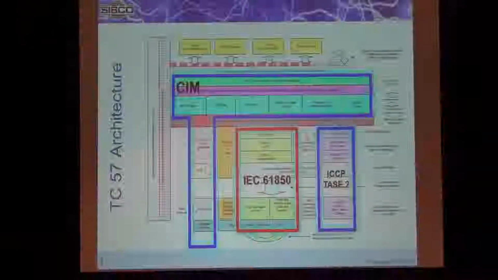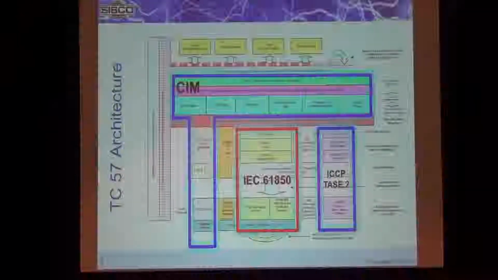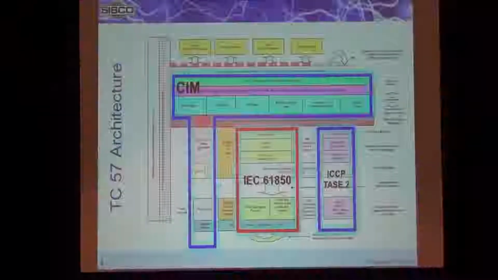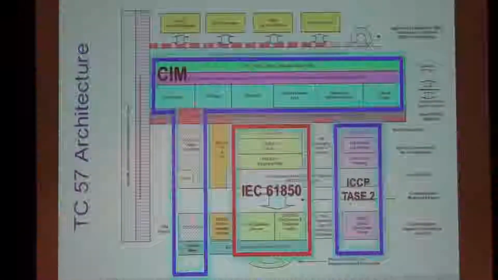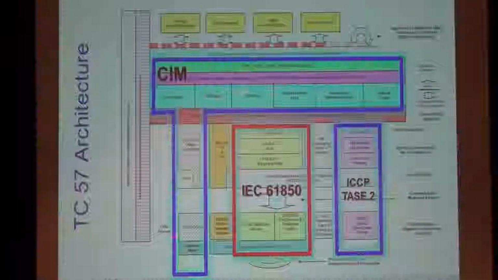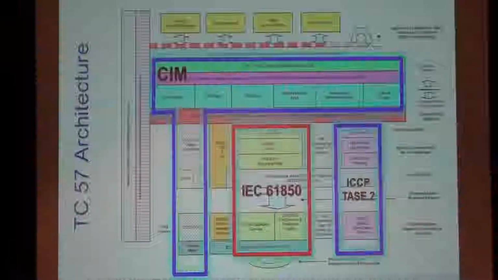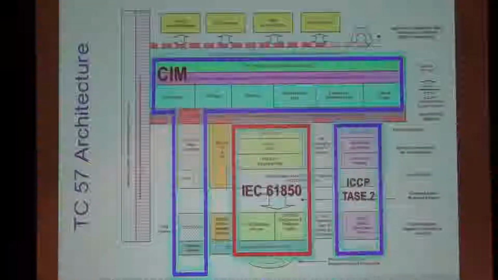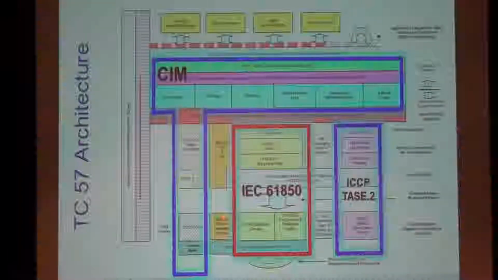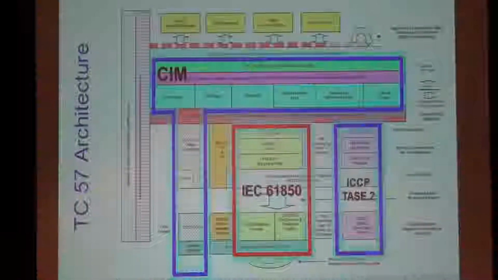This is a bit of a busy slide, but this is the TC57 architecture. If we look over here, you can see the Common Information Model covers a large area. 61850 is involved in the communication part, and we also have ICCP. And 60870-5, the DNP equivalent of IEC, fits in here. And security goes across the entire space.